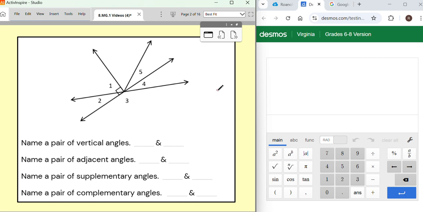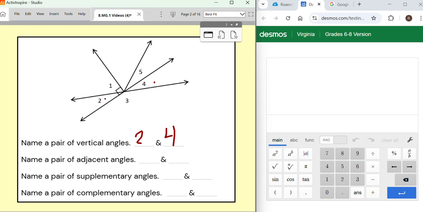Here we have several angles that we're looking at. They are numbered 1, 2, 3, 4, 5. Instead of giving them names, we give them numbers. And we're going to look through and we're going to try to name some of the pairs. The first one we're going to name is a vertical pair. If you'll look, the only two angles that are exactly across from each other, share a vertex, and are exactly the same size are angles 2 and 4.